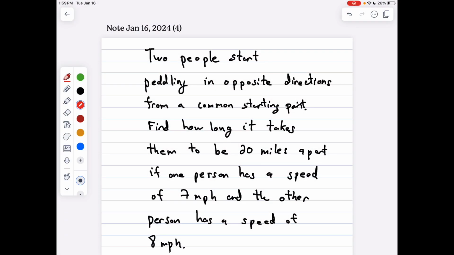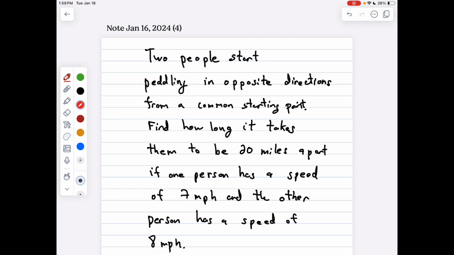All right, everyone, so today we have an algebra question related to distance, rates, and times. We have two people who start pedaling in opposite directions from a common starting point. Find how long it takes them to be 20 miles apart if one person has a speed of 7 miles per hour and the other person has a speed of 8 miles per hour.